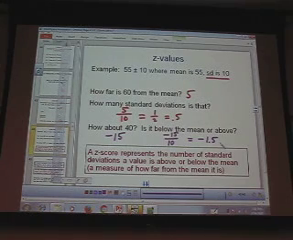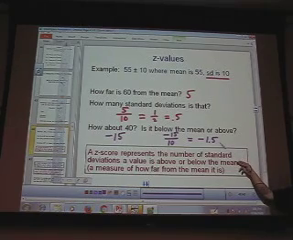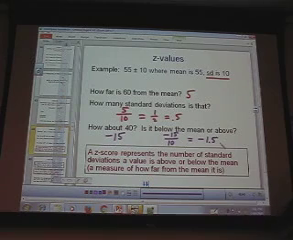A z-score represents the number of standard deviations a value is above or below the mean. It's a measure of how far from the mean it is. For the 60, does it matter that we didn't put like +5? Nope. If it's positive, you don't have to put a symbol. It's understood that it's positive. But if it's negative, you need to put a negative in front of it.